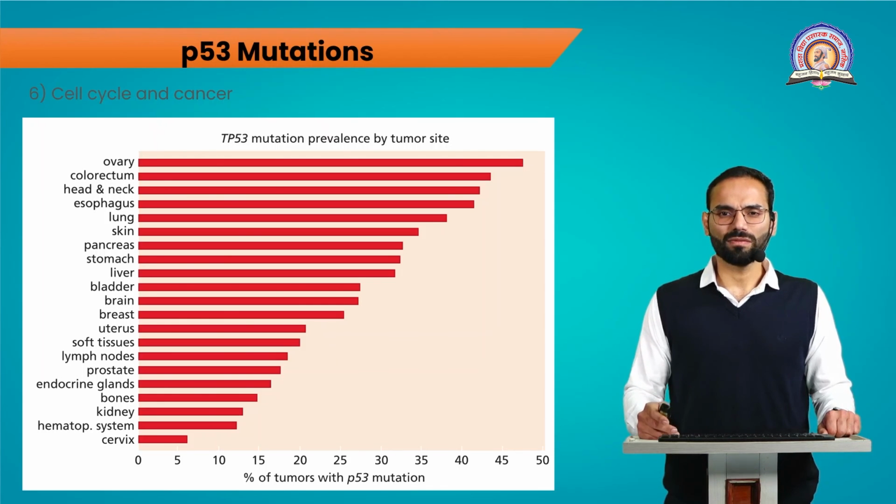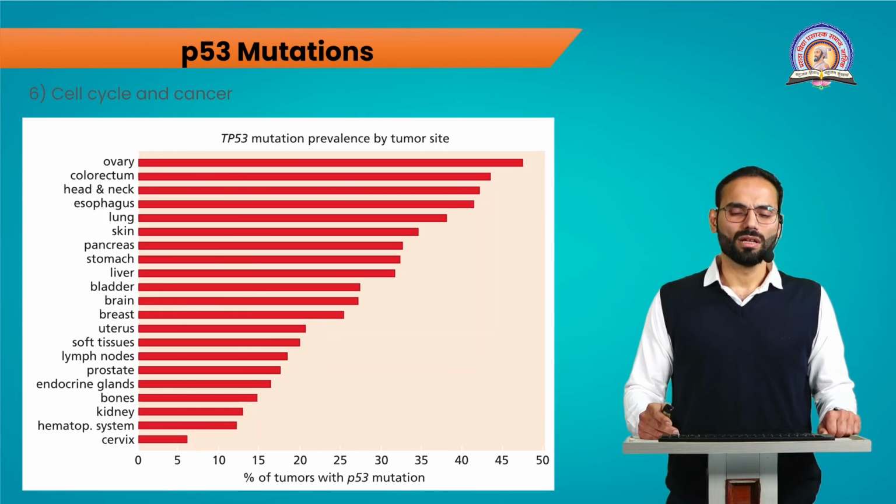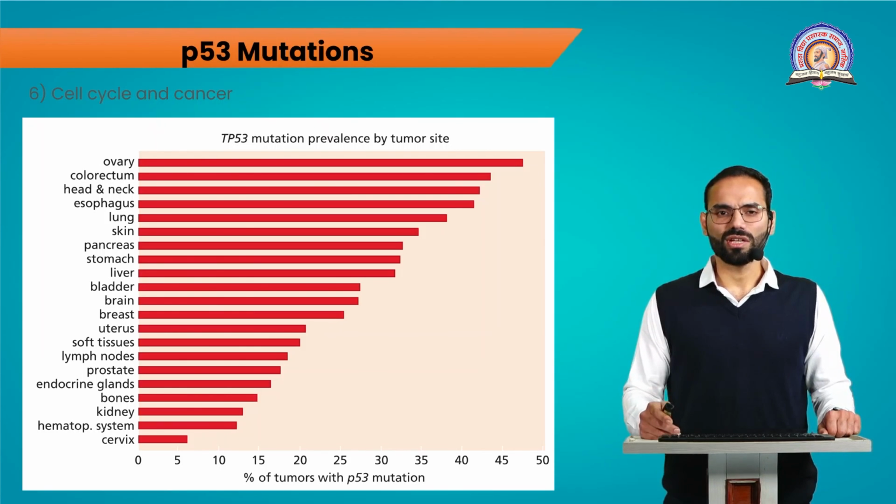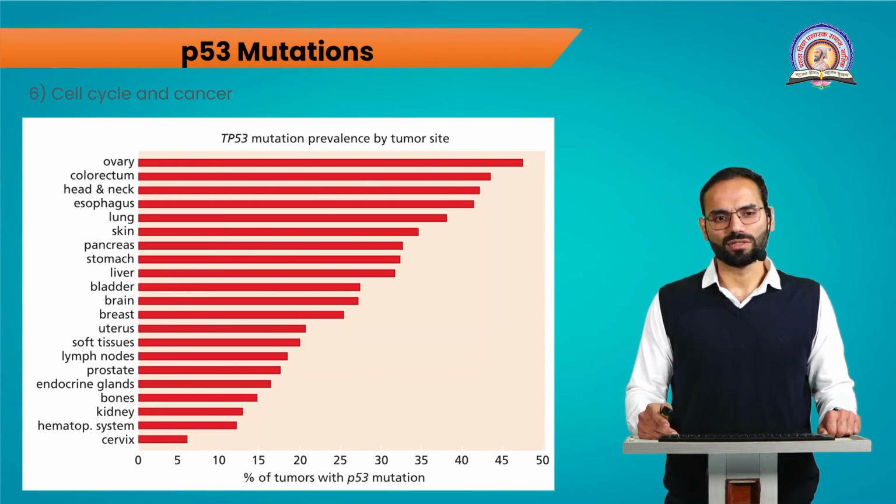So from this bar graph, you can understand the importance of p53. If there is a change in the p53 sequence, which we call a mutation, and this happens in a cell, that results in a wide range of tumor formation. And that ranges from cervix till the ovary cancers.